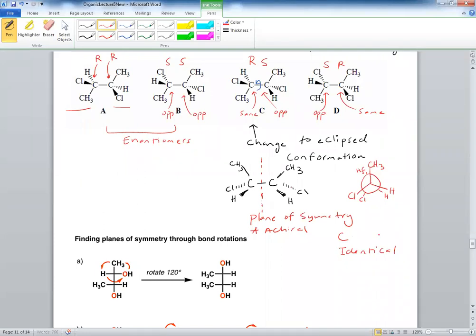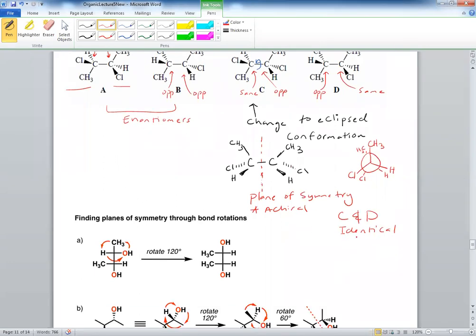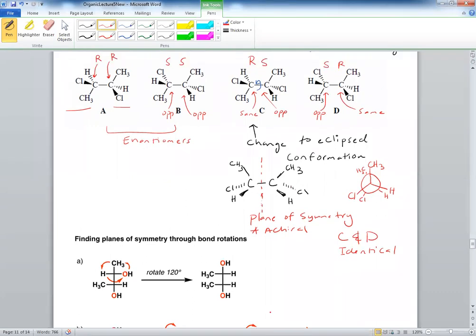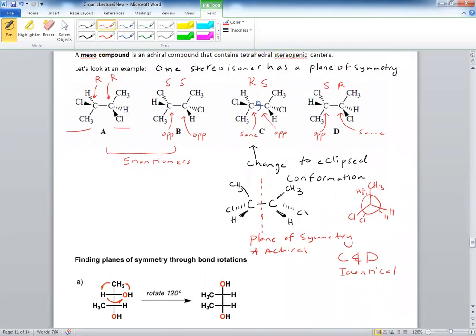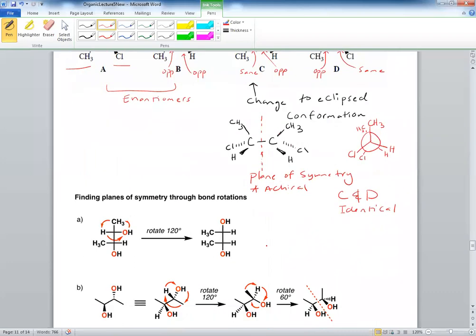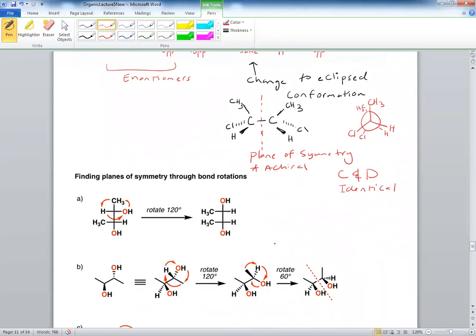And of course, they are superimposable mirror images. Okay, C are identical, and they are superimposable mirror images. So think about it, right? Where do we find this, finding the plane of symmetry through bond rotations? How do we do it?